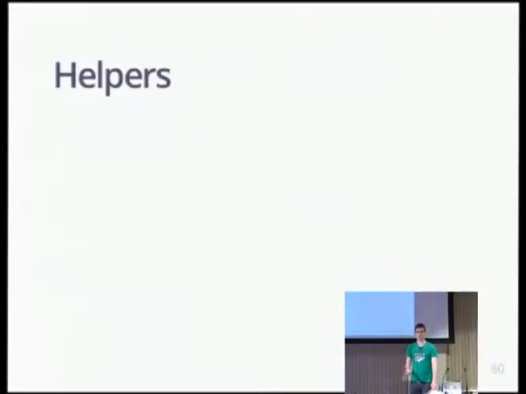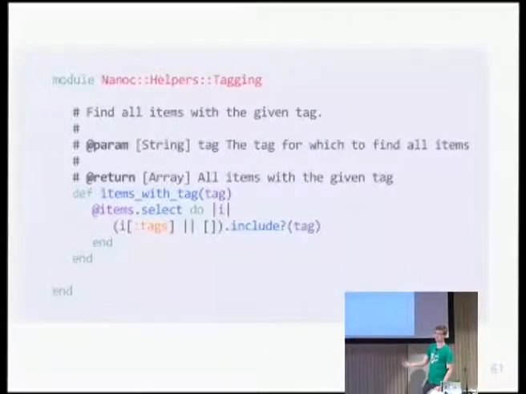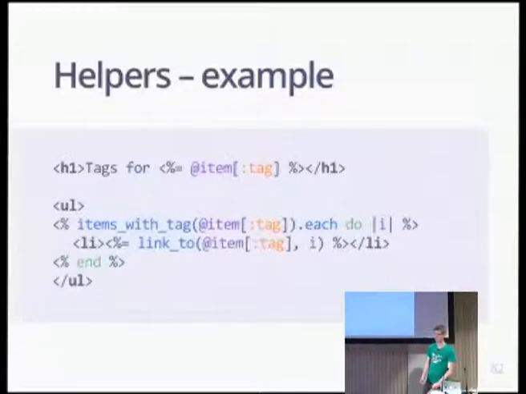Helpers are like in Ruby on Rails, so you just have a module that has some functions. So here I have a tagging helper with a function items_with_tag, which you can use in basically whatever you want. So here's a tag page. You can say a header, items for this tag, and then you just run. This was supposed to say items for tag, not tags for this tag, but you just iterate over all the items and print them and link to them. So you have a link_to helper as well, so you can link to an item directly. And this is all compiled statically.